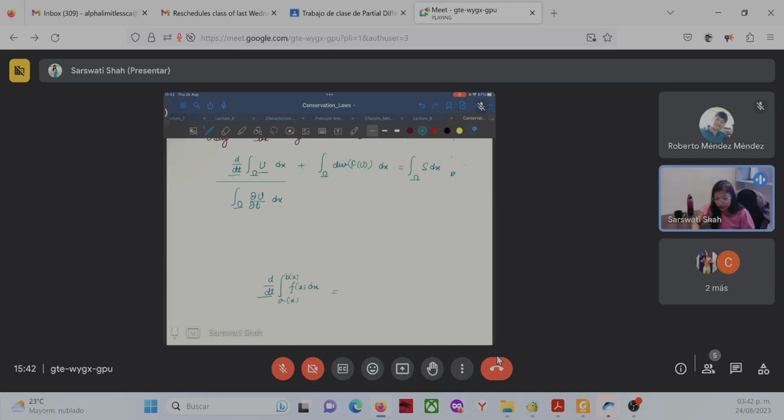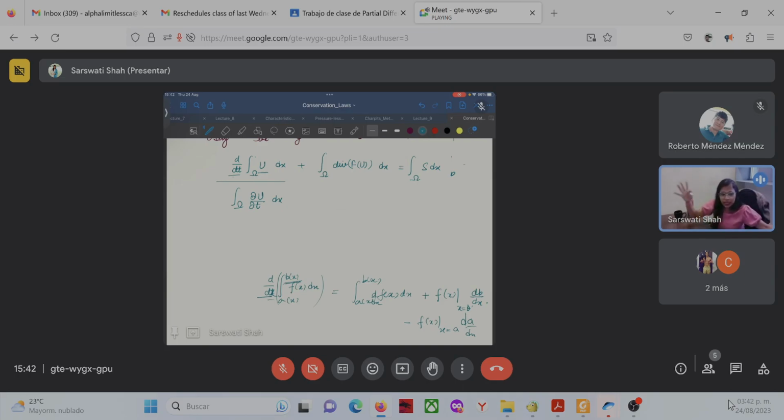So when the derivative is applied outside of the integral from a(x) to b(x) of f(x) dx, say it is x, d over dx of the integral, then we get the upper limit term: the value of f(x) at x equals b times db over dx, minus the value of f(x) at x equals a times da over dx. Now we are taking a fixed domain.